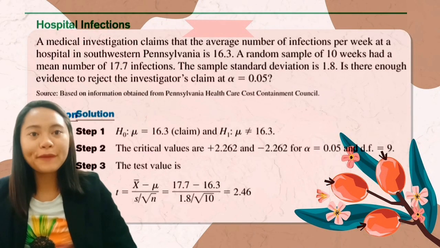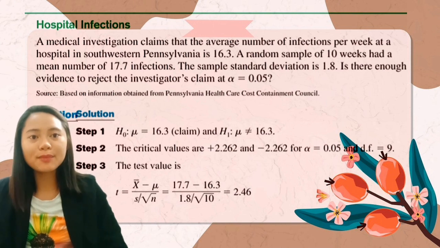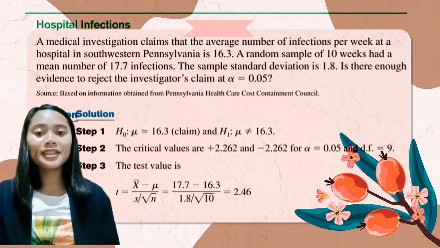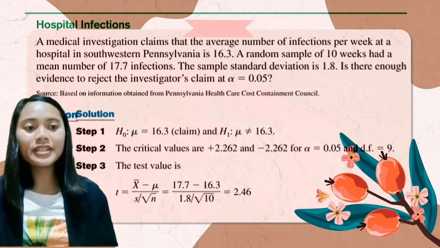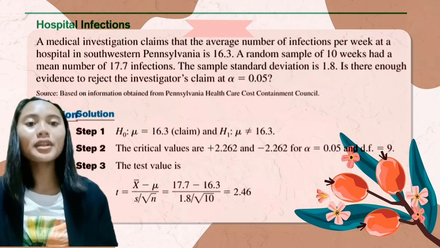So let's solve the problem. Our null hypothesis is mu is equal to 16.3. That is our claim. And the alternative hypothesis is mu is not equal to 16.3. Step 2, the critical values are positive 2.262 and negative 2.262 for alpha 0.05 and degrees of freedom equal to 9.